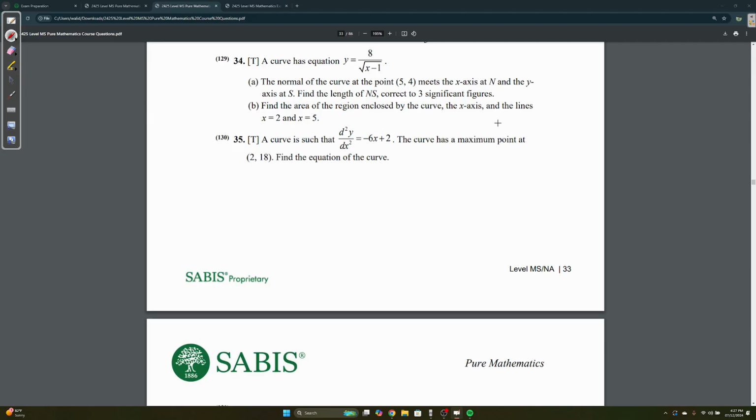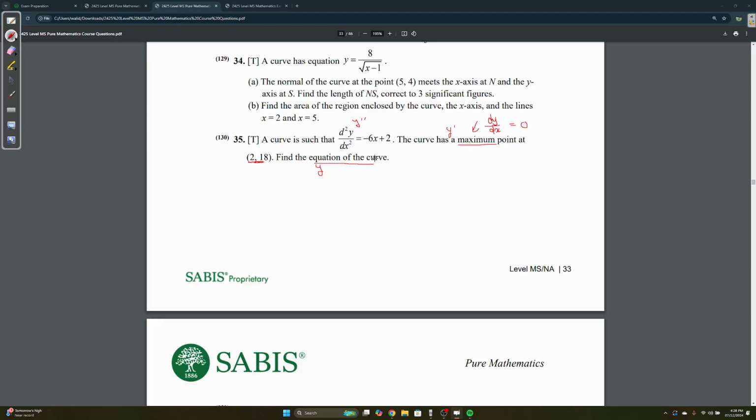There's something you have to keep in mind. At the maximum point, well, this is a point on the curve, but at the maximum point, the derivative, so when you get dy over dx, it equals 0. So, in other words, they give us y double prime. They want us to find the equation of the curve, which is y. To go from y double prime to y, I need to pass by y prime.